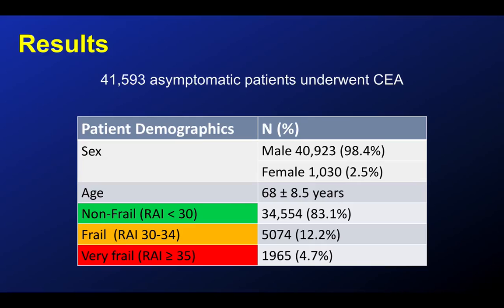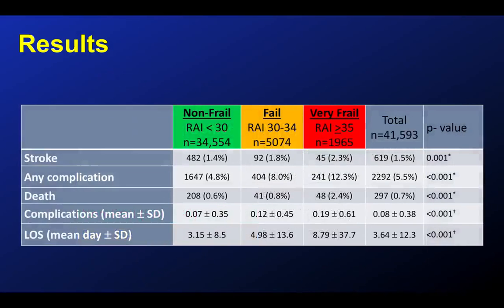For our results, over 40,000 asymptomatic patients underwent CEA. Over 98% of them were male, and the average age was 68 years old. 83% of patients were considered non-frail, 12.2% were considered frail, and only 4.7% were considered very frail. Frailty, as calculated by the RAI, was associated with increased rates of postoperative stroke, complications, death, and a longer hospital length of stay.